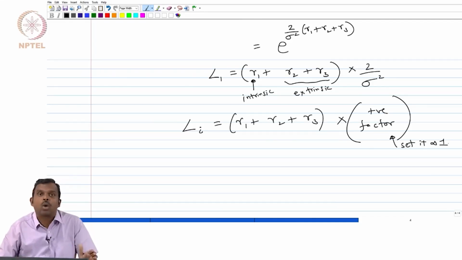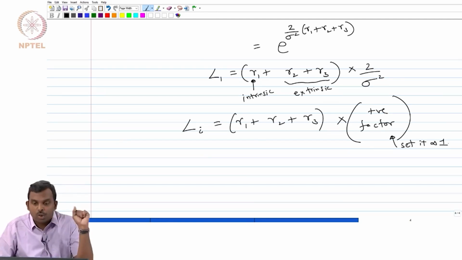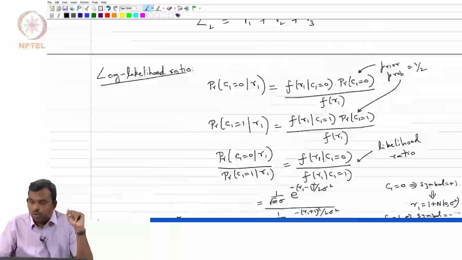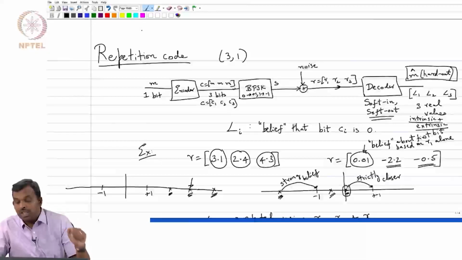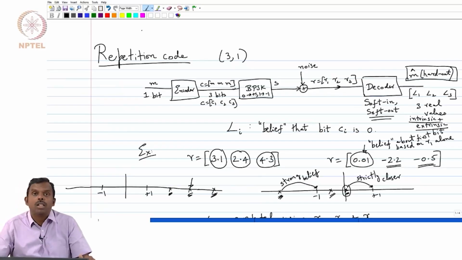If you want the exact log likelihood ratio, you have to incorporate that, but that is not very relevant. All you need to do is find this capital Li. Okay. So, like I said, Li for the repetition code is simply the sum of the 3 values. The intrinsic and extrinsic parts change, but nevertheless it is the same. Okay. So, we did a quick derivation here, and we saw how to do soft in, soft out decoding for the repetition code, how to put out 3 values and find the soft output. Hopefully, this was easy enough.